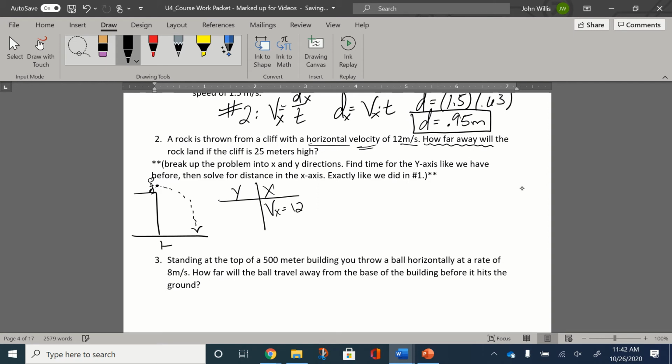The distance that the rock lands is also horizontal from the base of the cliff, so they're looking for dx. I don't know what that's going to be. Probably going to be measured in meters because my speed was meters per second, so I'm going to keep that unit of distance. If the cliff is 25 meters high, I'm going to label the height of the cliff as 25 meters. I know that value, but what I also know is that that rock is going to fall down those 25 meters, so this is my displacement in the y direction.